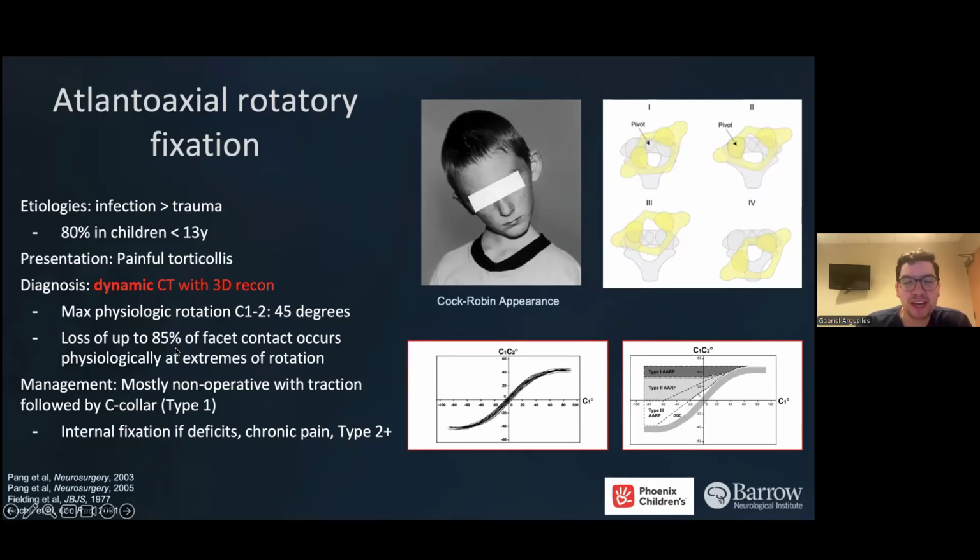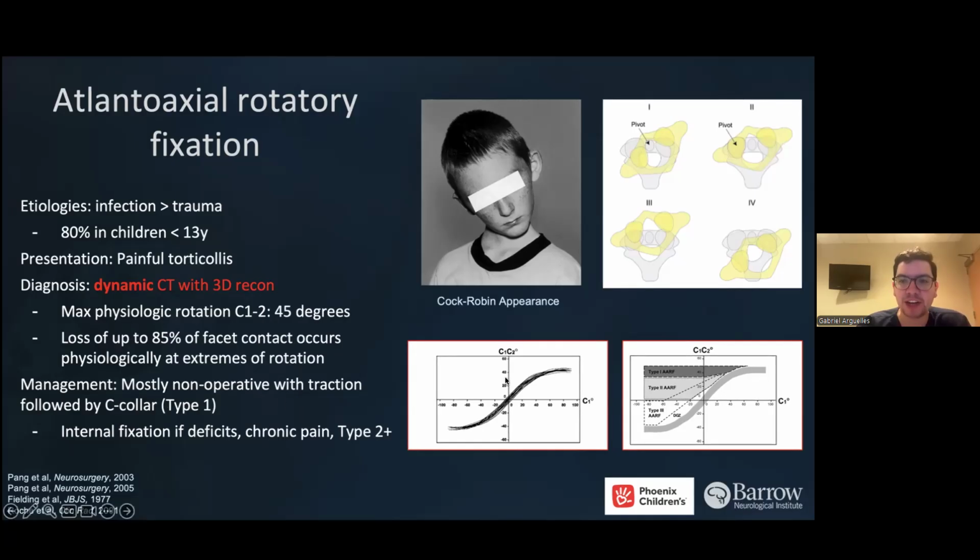You also can't diagnose it if there's a decent loss of facet contact or subluxation in kids, because that can also be normal. There can be a loss of up to 85% of facet contact at the extreme ends of physiologic rotation in children. That's why dynamic CTs are so important. This is a classification criteria used here, and I don't think it's super useful to go over, but management is mostly non-operative in these patients.